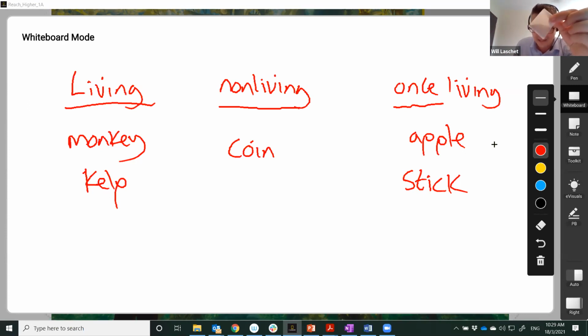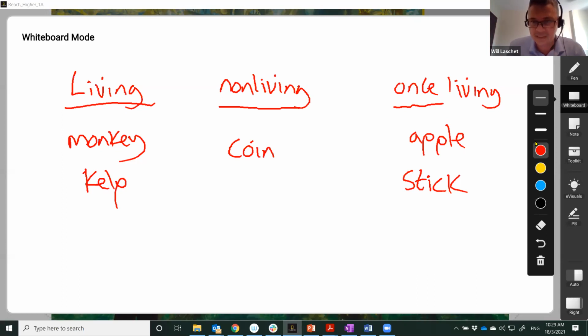Yeah, it's a tea bag. So we've got tea, and what's the bag made of? What do you think? Yeah, the bag's made of paper. So what do we think? Where are we going to put the tea bag? Is it living, non-living, or once living?